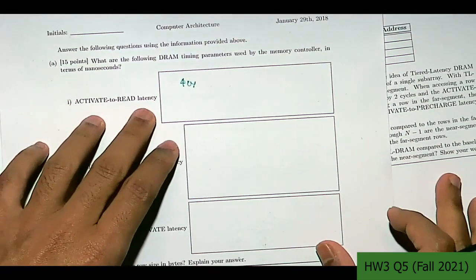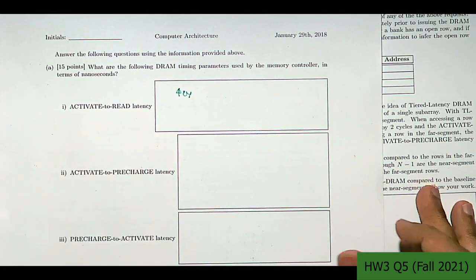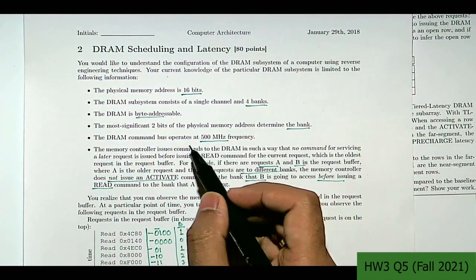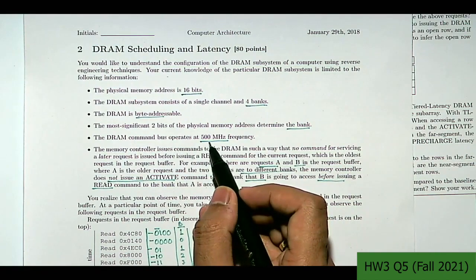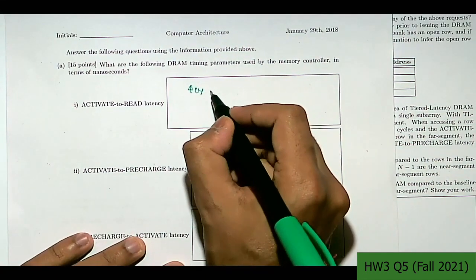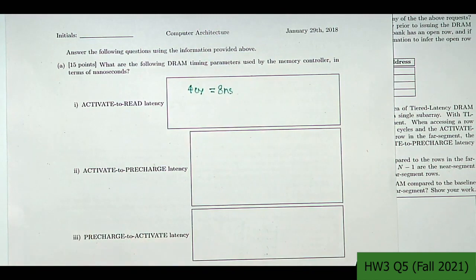Now the latency, so you need to convert it to a seconds format. You know that your DRAM command bus operates at 500 megahertz of frequency. That means your cycle is 2 nanoseconds each. So that essentially gives you 8 nanoseconds of activate to read latency. Is it clear?